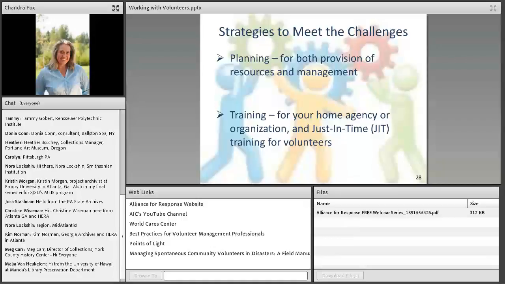And then, of course, just-in-time training for the volunteers. So once you are on scene, once you have folks in front of you and you need them to do something, make sure you have the materials to accomplish that just-in-time training. So whether it's an orientation or safety briefing or job aids for specific tasking, make sure you have those materials ready to go and available to your volunteers.